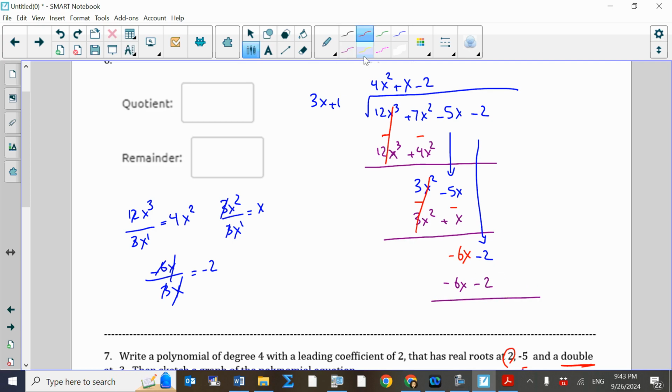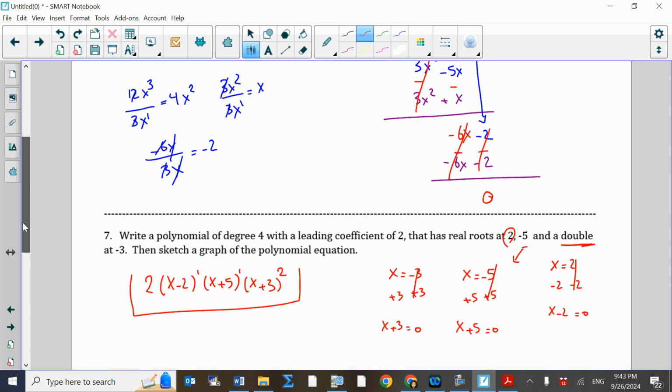Now it's time to subtract. Negative 6x minus negative 6x is canceling. Negative 2 minus negative 2, that also cancels. So the remainder is 0. And this is your quotient: x squared plus x minus 2.